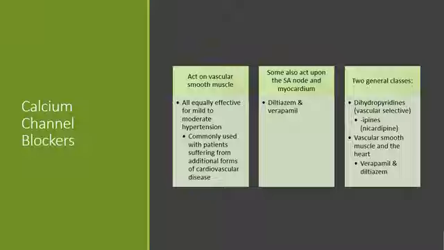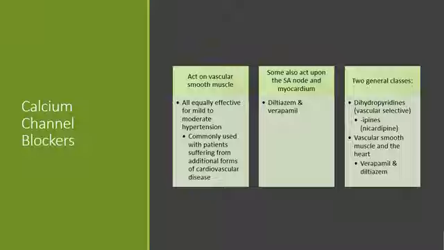Some of the calcium channel blockers also have activity on the SA node and act directly on the myocardial tissues. The two of particular note would be diltiazem and verapamil. And so I've broken them down into two general classes. There's the dihydropyridines, which are essentially vascular selective. They're going to have activity on the vascular smooth muscle and not really have any activity on the SA node or the myocardium. And you can identify those because they all end in -ipine, so things like nicardipine. Those are examples of the dihydropyridine class.